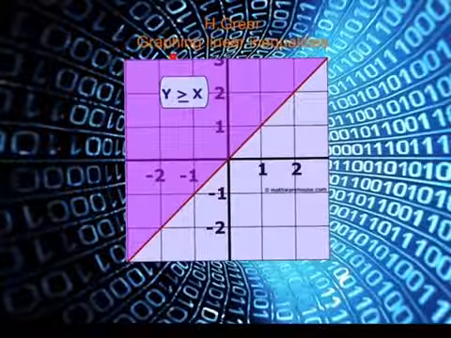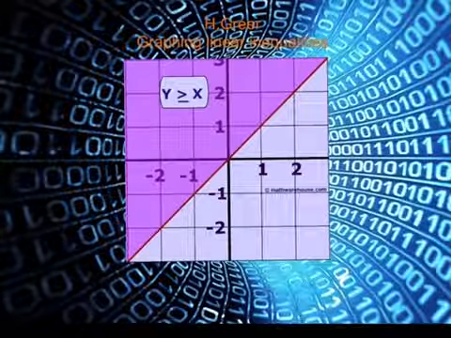Today I'm going to show you how to graph linear inequalities. This is a cool part of math because you have to be able to solve the equation and graph it. As you can see, this picture shows a y is greater than or equal to x equation. We have the line going through, which simulates the y equals x equation.